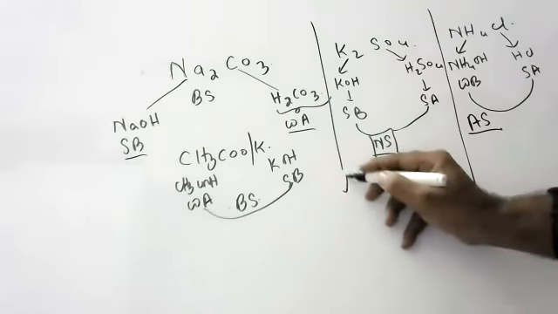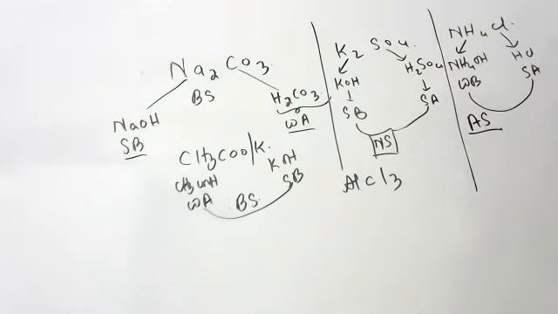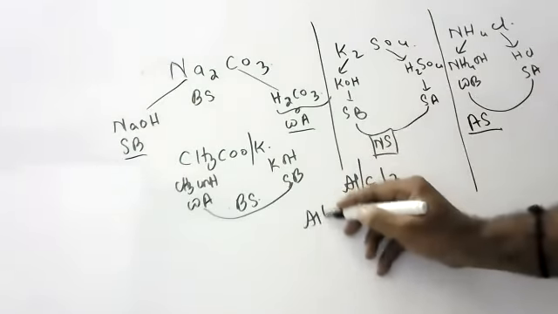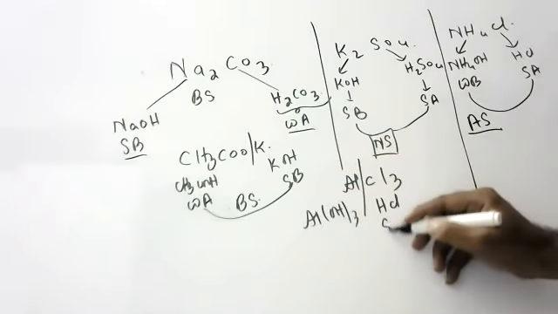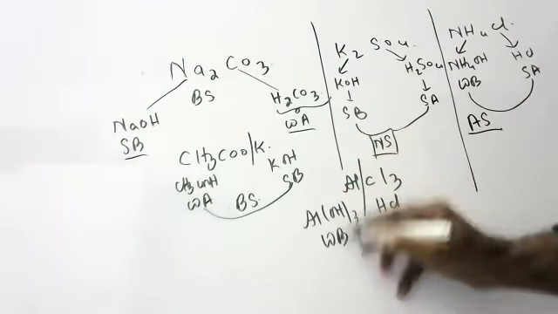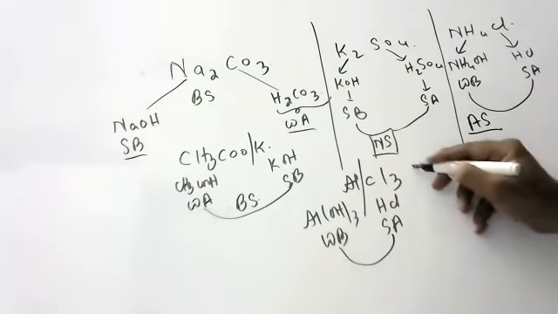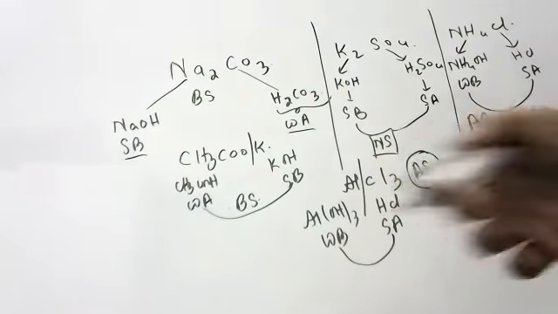One more example, if you want, I can give you aluminium chloride. It is coming from which base? Aluminium hydroxide. It is coming from which acid? HCl. This is a strong acid and this is a weak base. A salt formed from a strong acid and weak base is acidic. Like that, you should identify it.